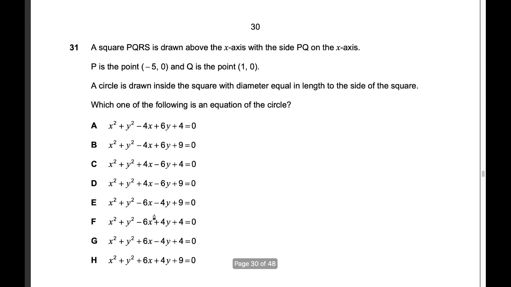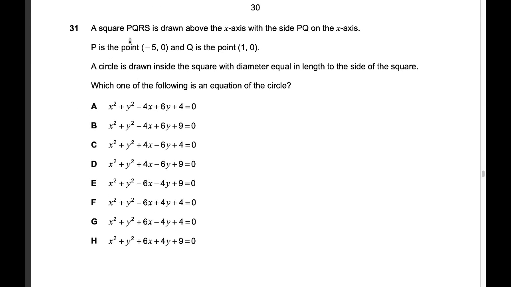There you are, C. Okay, so a square PQRS is drawn above the x-axis with the side PQ on the x-axis. The point P is (-5, 0), and the point Q is (1, 0). A circle is drawn inside the square with a diameter equal to the length of the side of the square. Which one of the following? Okay, so this, I think, is the situation we've got here.